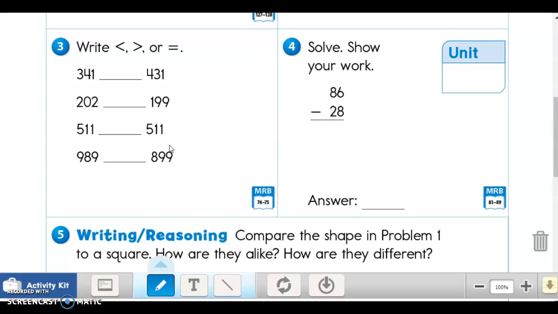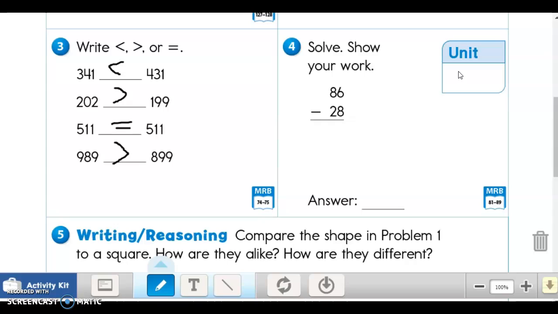Number 3, write less than, greater than, or equal. 341 is less than 431. 202 is greater than 199. 511, they are equal to. 989 is greater than 899.